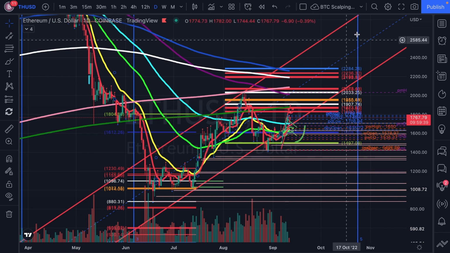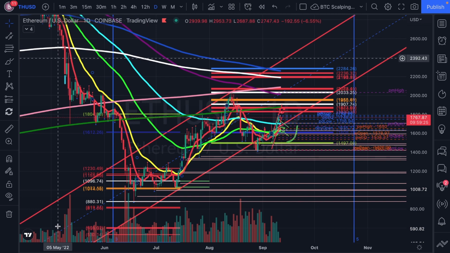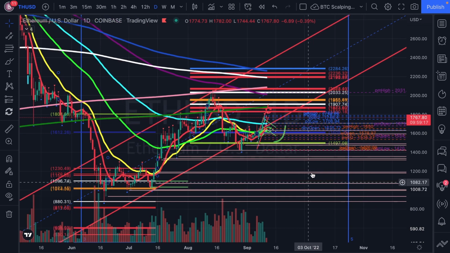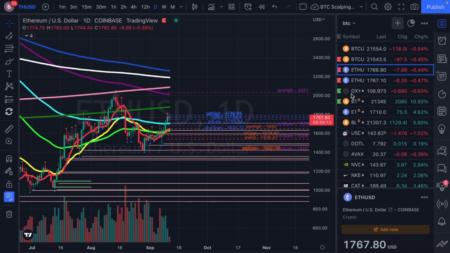I want to see a dump coming into this fib time for a pump, not a pump going into a dump. Logically, the way I'm trying to trade this is I'm looking for this to be the bottom of the whole consolidation, and I should see only upside from here until the next fib time. That's how I'm assuming this is gonna be. All right, we are done with Ethereum. I'm gonna leave the doodles for the shorter time frames.